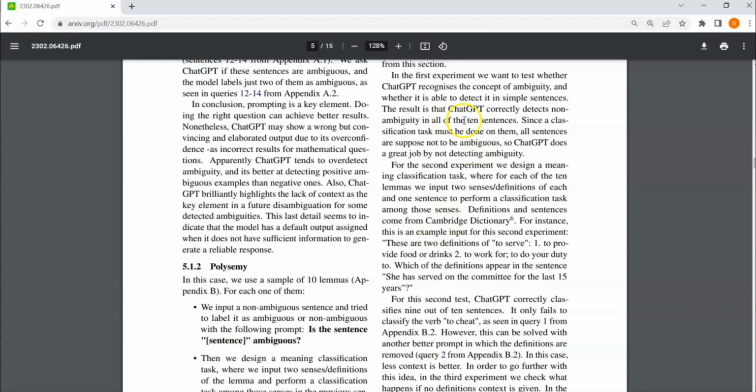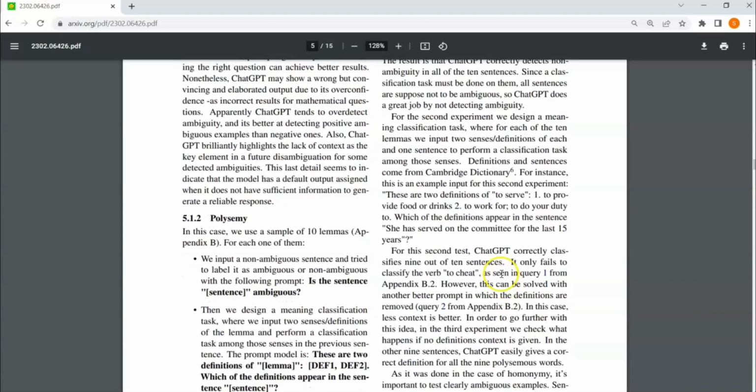And the result of these experiments is that ChatGPT correctly detects non-ambiguity in all of the 10 sentences which are used. And for the second experiment, an example is used, that is, for a specific lemma, to serve, there are two different definitions: to provide food or drinks, and the second definition is to work for, to do your duty to. And a prompt is generated, that is, she has served on the committee for the last 15 years. And for this experiment, ChatGPT correctly classifies the definition, but it only fails on one particular lemma, that is to cheat.